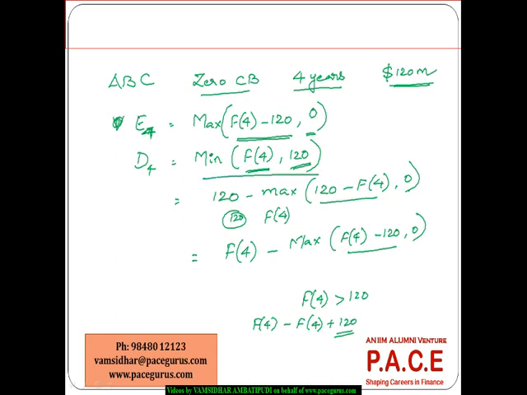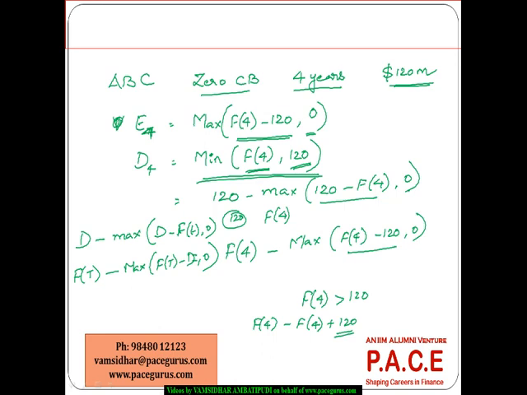So one, I can write it in a minimum form, minimum of f of 4 comma 120, or I can write it with respect to the debt minus maximum of debt minus the value of the firm comma 0, or it can be written as value of the firm minus maximum of value of the firm minus the debt comma 0. Different ways in which the same scenario can very well be expressed, right?